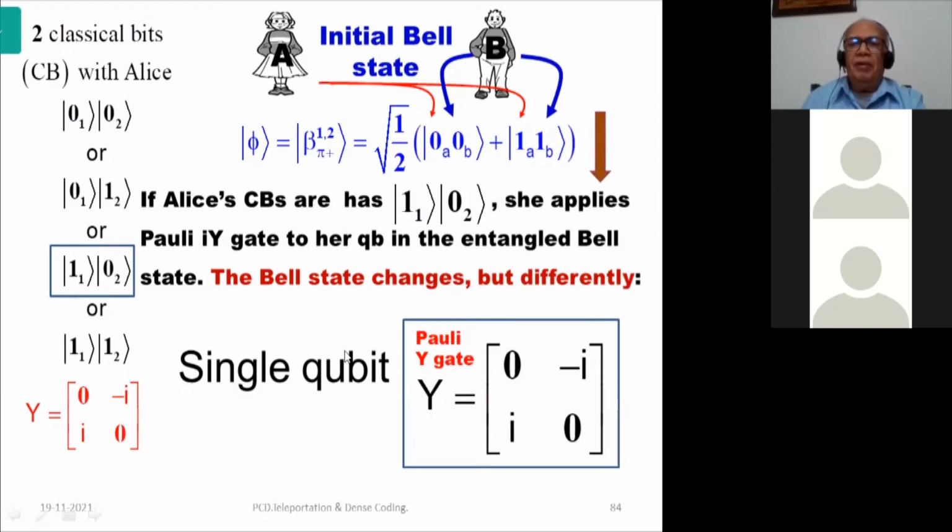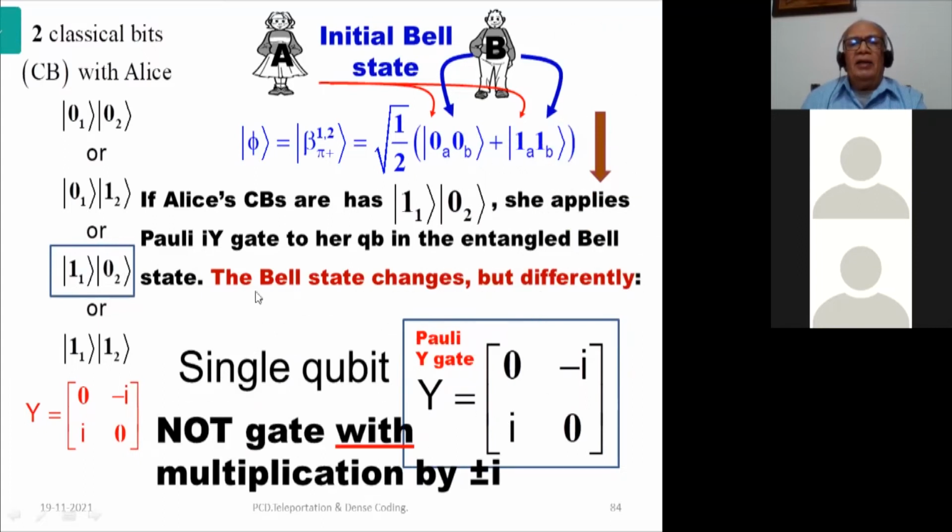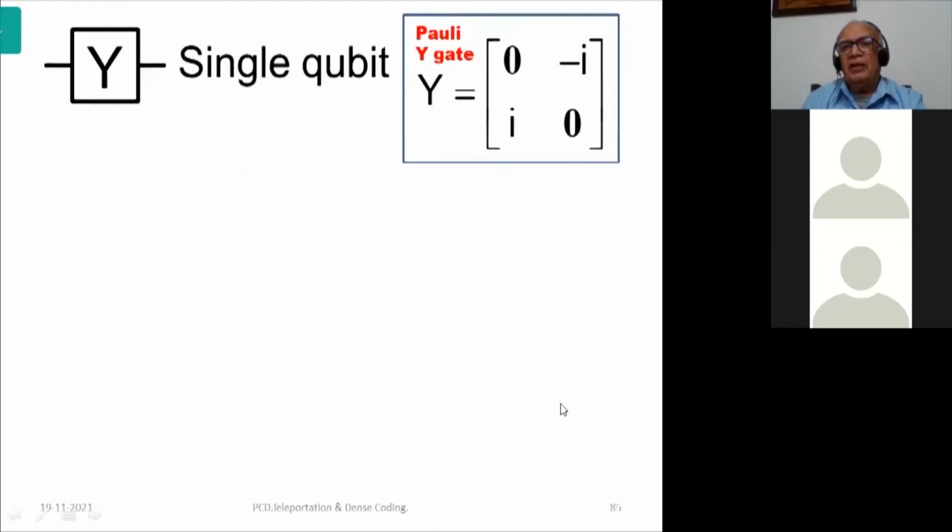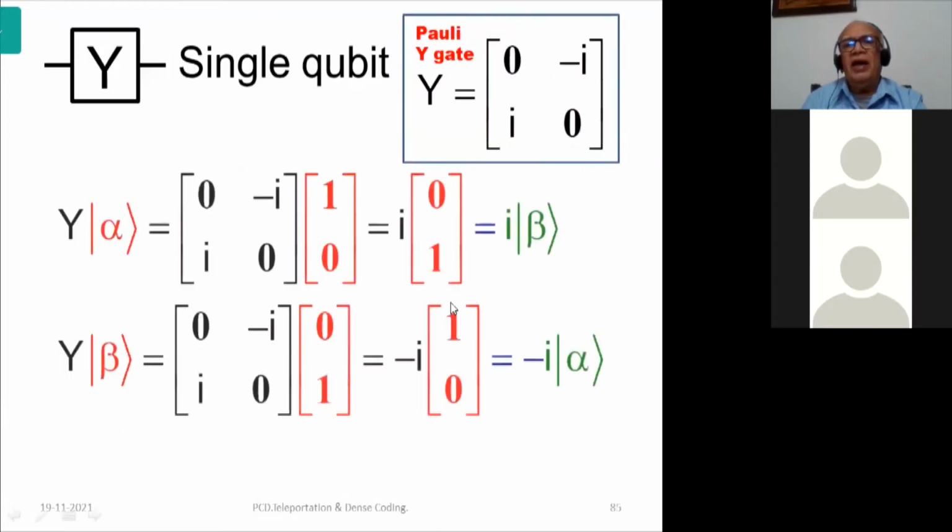First, we will remind ourselves of what the Y gate does. So this is coming from the Pauli Y matrix, which is 0, minus I, I, 0. And the IY gate is like the NOT gate with multiplication with plus or minus I. So this is the result of the IY gate. What does the Y gate do? Because the Y gate has got 0, minus I, I, and 0 over here. It will change the vector 1, 0 to 0, 1, but it will multiply it by I.